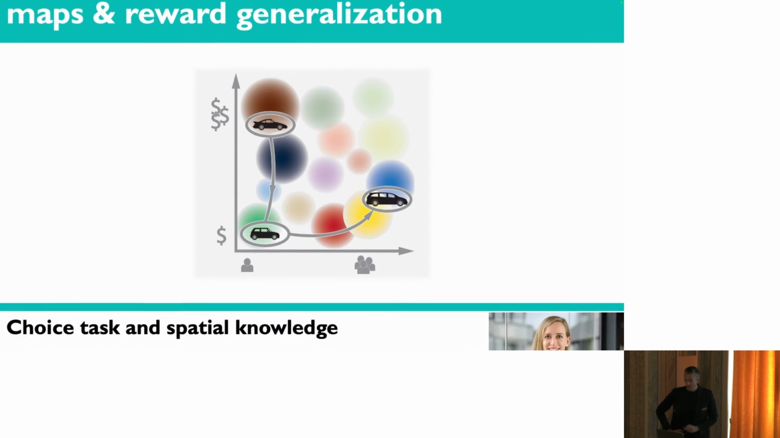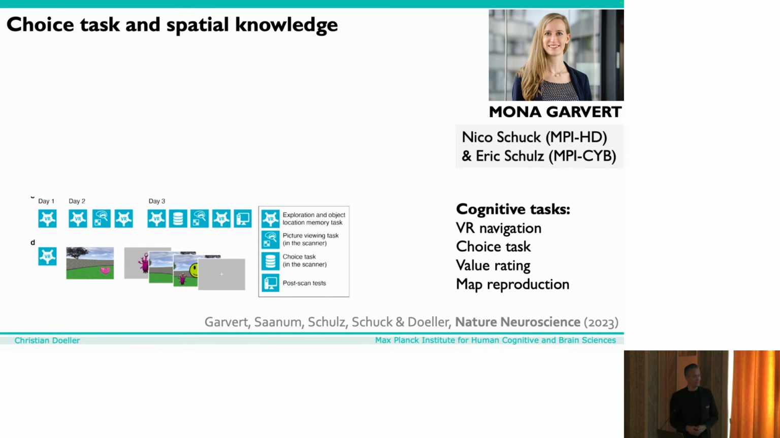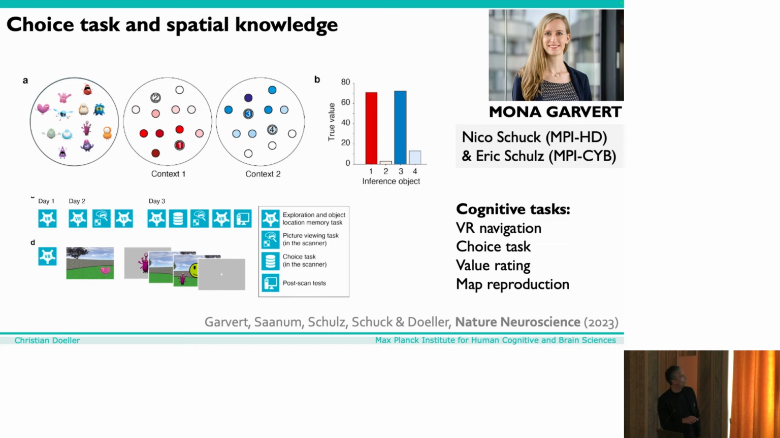So the last study I want to briefly present is a study done by Mona Garber in collaboration with Nico Schuck and Eric Schulz from 2 other Max Planck institutes. So in that study we were interested in how these cognitive maps might support decision making. So a complicated experiment where participants were exposed to a whole bunch of monsters in a virtual reality environment. And in the first session, there was a spatial memory task where they had to learn the locations of the objects.